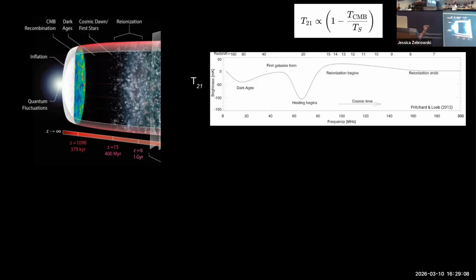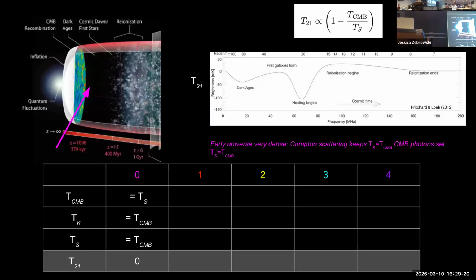And the thing that's cool is if you make a plot of that, you get all of this really rich structure that can tell you about what was happening in the early universe. So I'm going to walk you through why there are wiggles in this plot. So bear with me. Right at the beginning, the universe was really, really dense. So Compton scattering keeps the kinetic temperature of the gas in equilibrium with the CMB photons, and sets the spin temperature to be equal to the CMB. So if you look at that ratio, if those 2 things are equal, that gives you 0. And that's why we start at 0 on the left side of this plot.